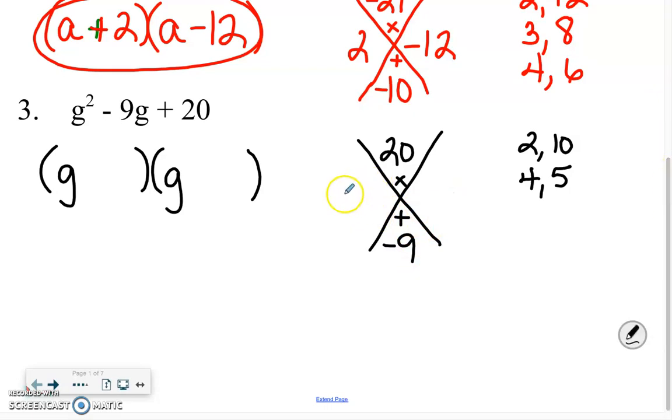Let's try 4 and 5. So 4 times 5 is 20, but 4 plus 5 is positive 9. So how am I going to multiply and still get a positive number, but add and get a negative? Well, you could make both numbers negative because a negative times a negative is a positive, but a negative plus a negative gives you a negative. So we have a winner with this. It's going to be negative 4 and negative 5.